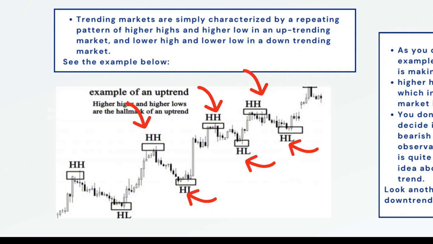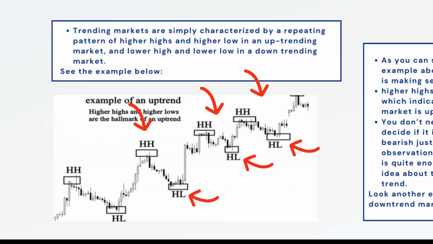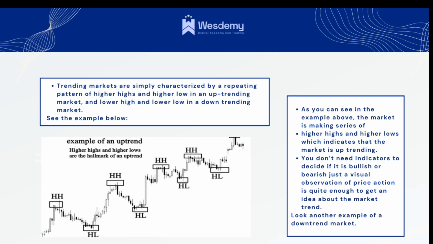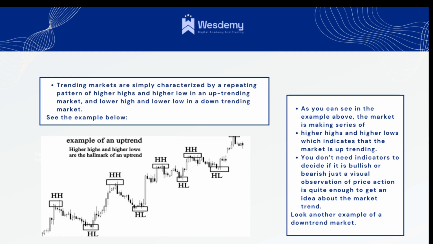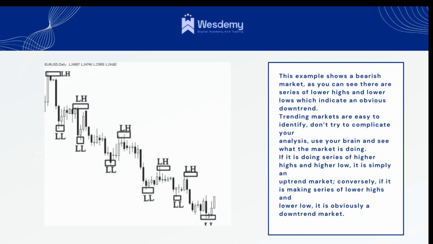Now, you do not need indicators to decide if it is a bullish or bearish market, all right? Just a visual observation of price action is quite enough to get an idea about the market trend. Okay? So now let's look at an example of a downtrend market, all right?